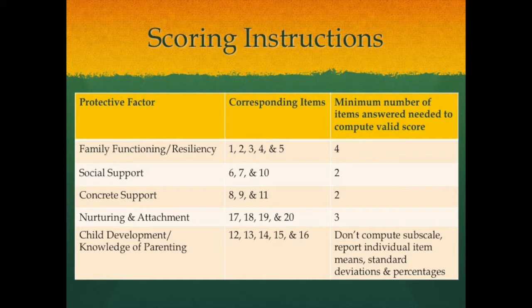This table provides you with information on the item numbers that correspond with each protective factor subscale and the minimum number of items that need to be answered in each of these subscales in order for you to actually compute your subscale score. So for example, in family functioning resiliency, there are 5 items. However, participants need to answer at least 4 of these items in order for you to compute a valid subscale.